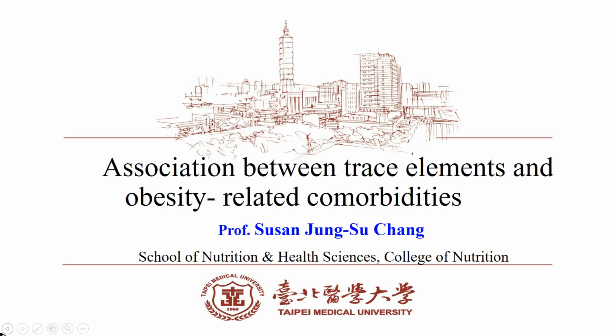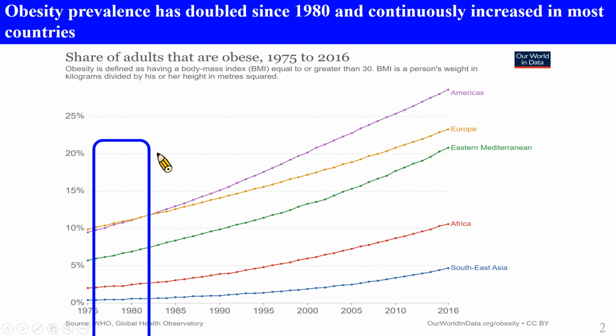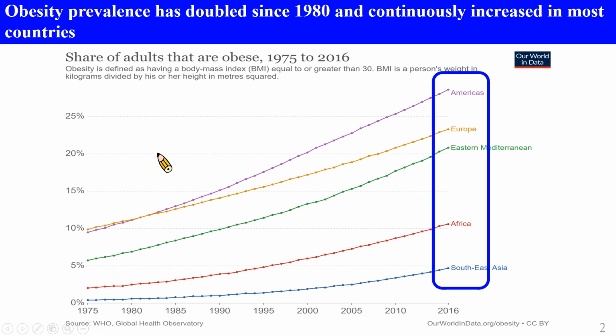Today's topic is about association between trace elements and obesity-related comorbidities. We know that obesity prevalence has doubled since 1980 and continuously increased in most countries. This includes America, Europe, Africa, and also Asia as well.